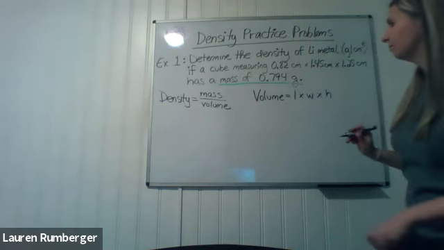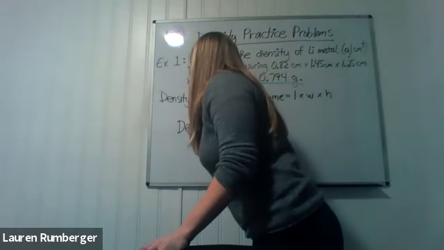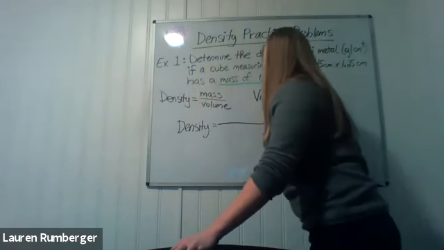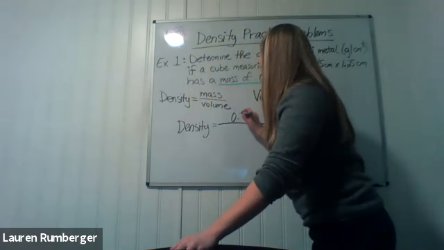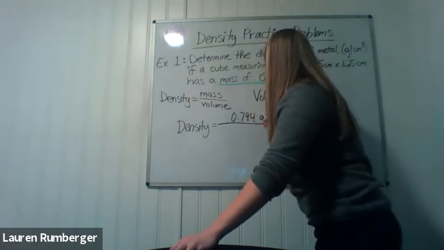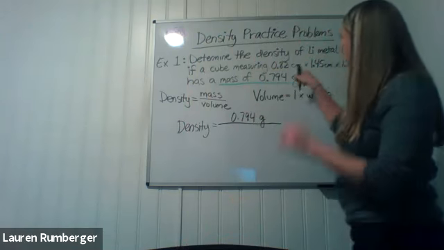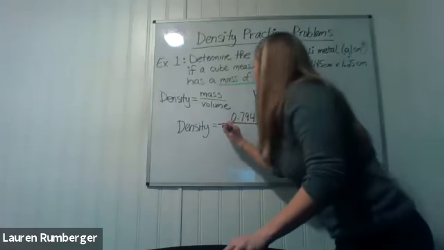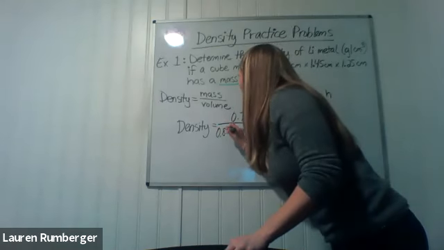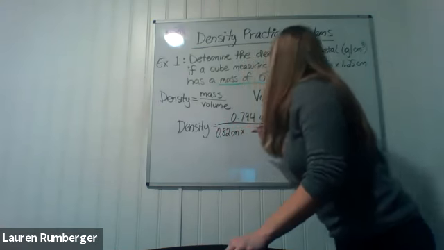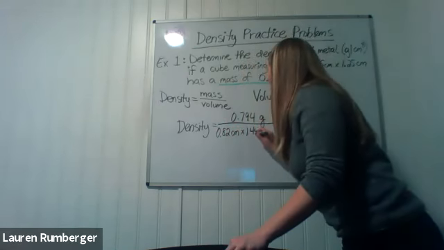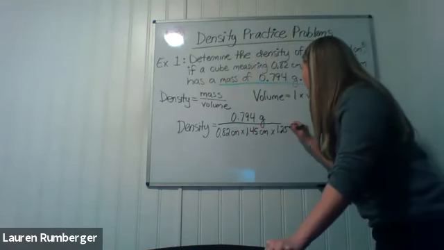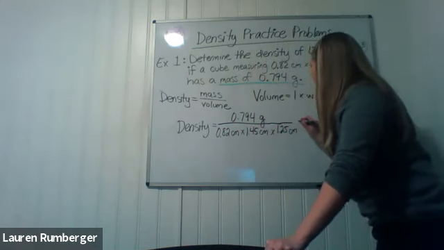So what we're going to do is we're going to find density by taking the mass, 0.794 grams divided by the length times width times height, whichever one is what. So 0.82 centimeters times 1.45 centimeters times 1.25 centimeters.